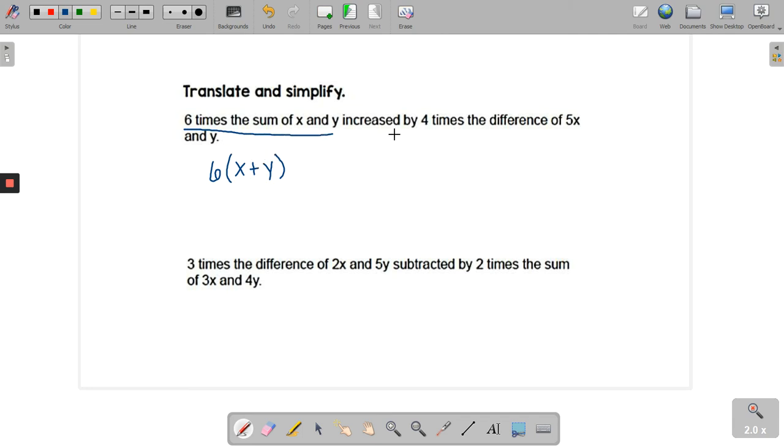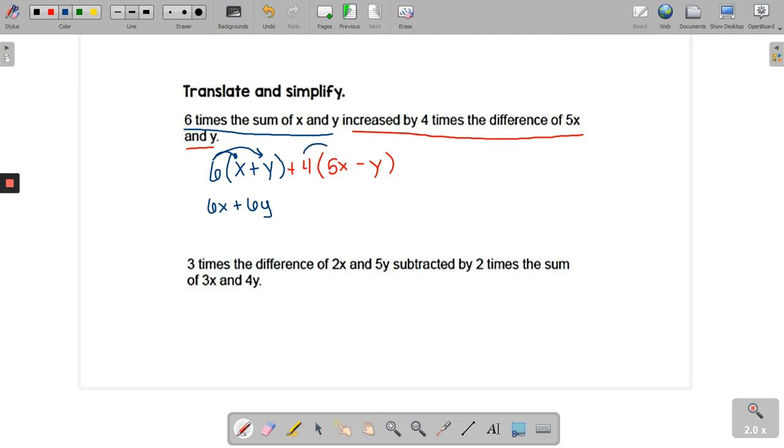Then it's increased by 4 times the difference. So it's going to be increased by 4 times the difference. So we're subtracting. We have 5x and y. So now we just need to simplify. We're going to distribute the 6 to the x and then the 6 to the y. So we get 6x plus 6y.